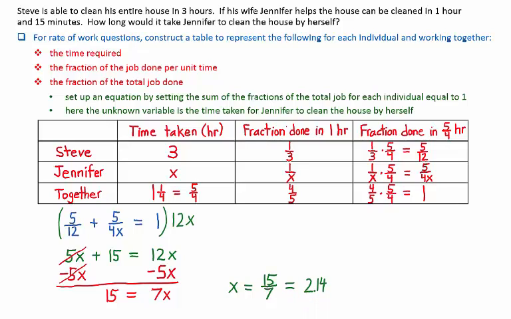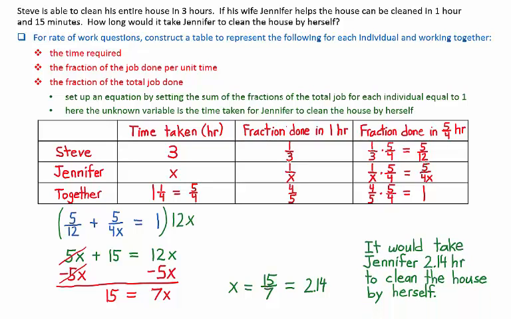15 over 7 is equal to 2.14. This means it would take Jennifer about 2.14 hours to clean the house by herself.